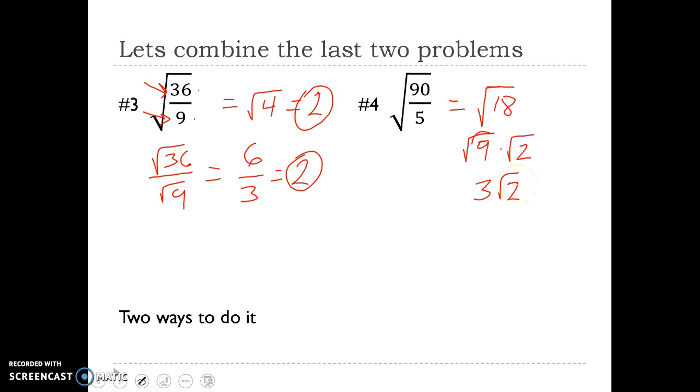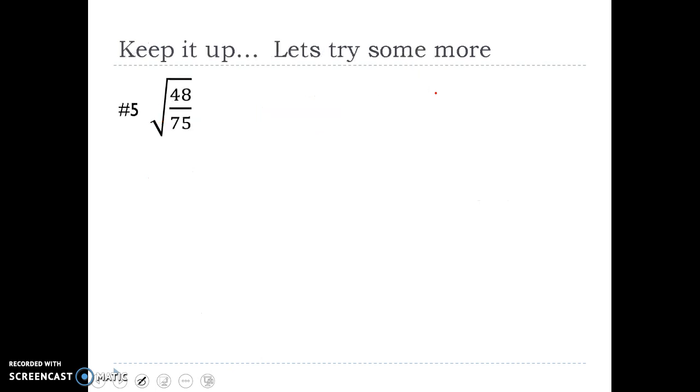Now I also could have done this by writing the square root of 90 over the square root of 5. But I don't know what the square root of 5 is. I could probably break the square root of 90 down into some things, but it looked like it was easier for me just to simplify the fraction first, and so that's the way I chose to do number 4. Let's go on and take a look at number 5 here.